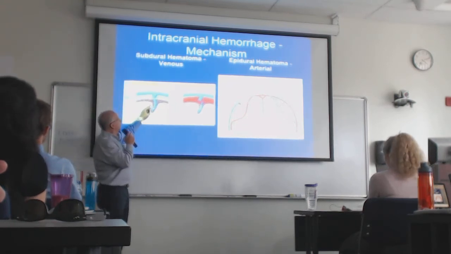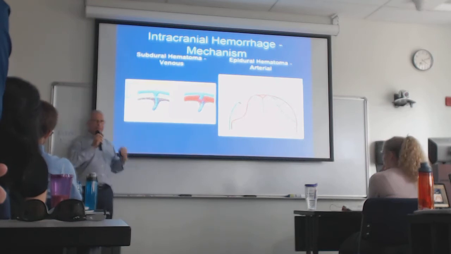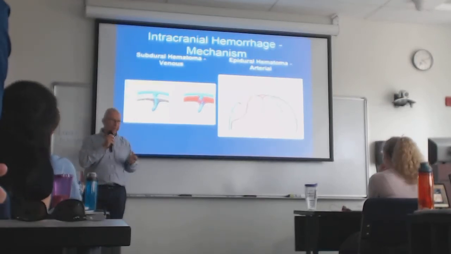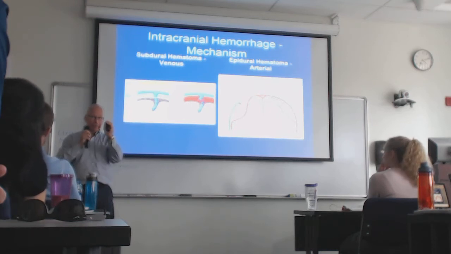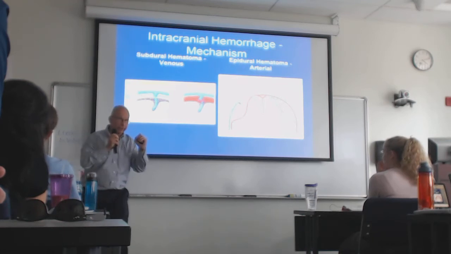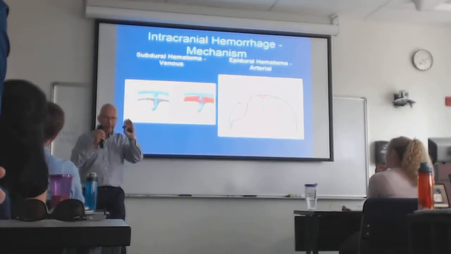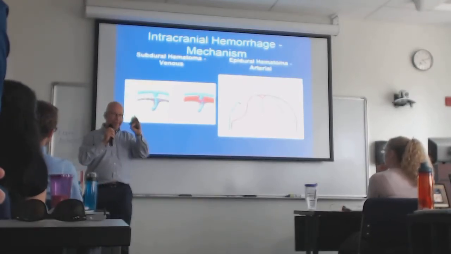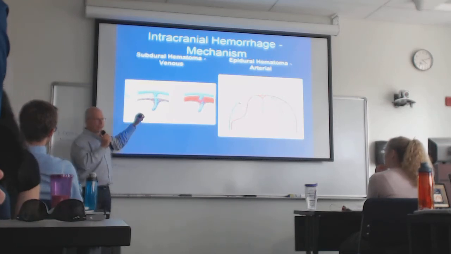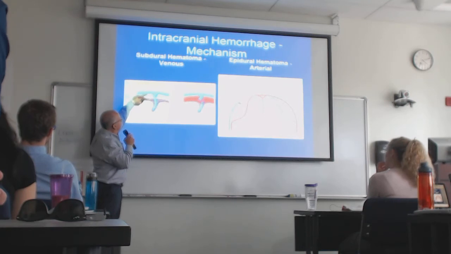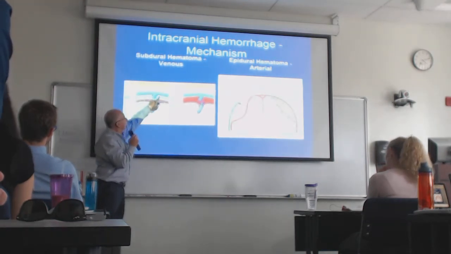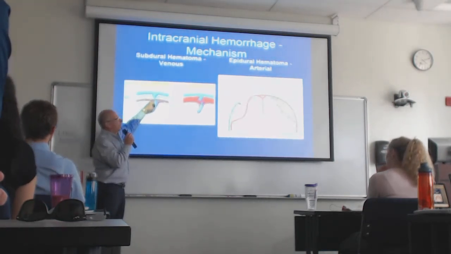Okay? So what happens is if there's an MVA, and the brain is moving at 40 miles an hour, and then the brain is moving at 0 miles an hour all of a sudden, the brain will actually move in your skull, right? It'll actually move a little bit and then recoil. And when it does that, it'll tear those bridging veins. And when it tears the bridging veins, here, you get blood accumulating in the subdural space, okay?